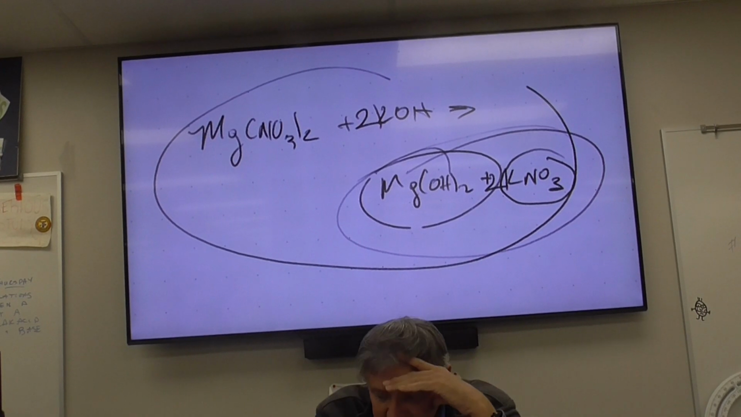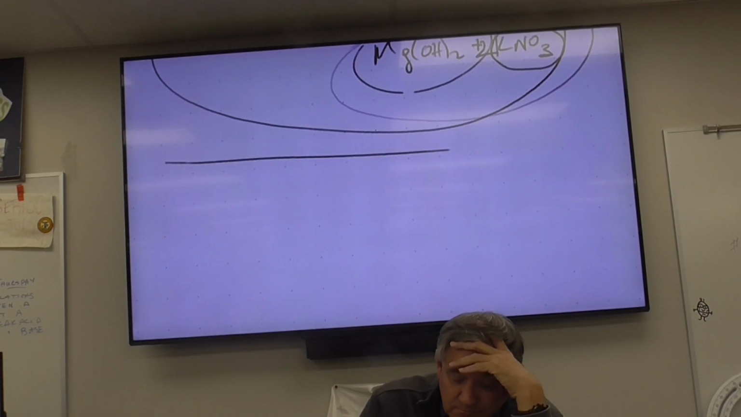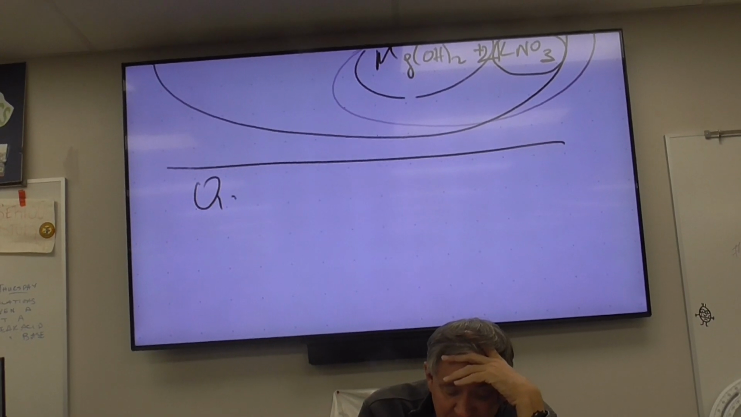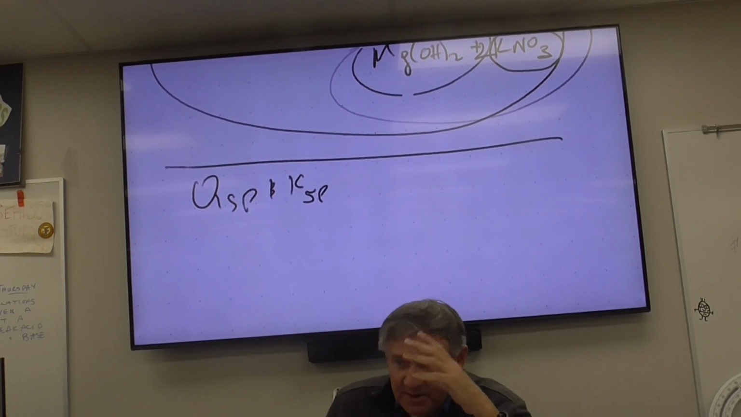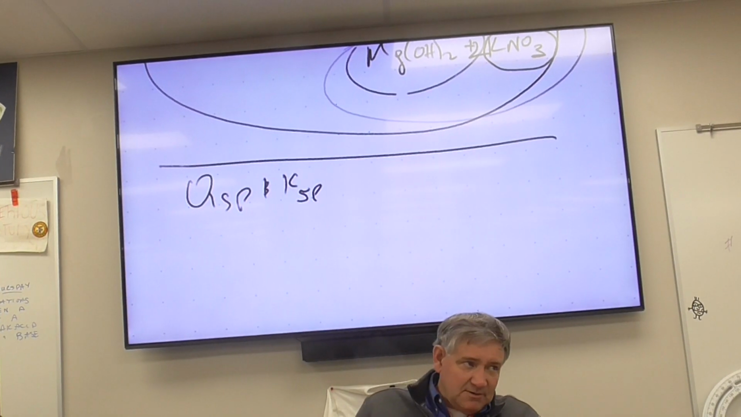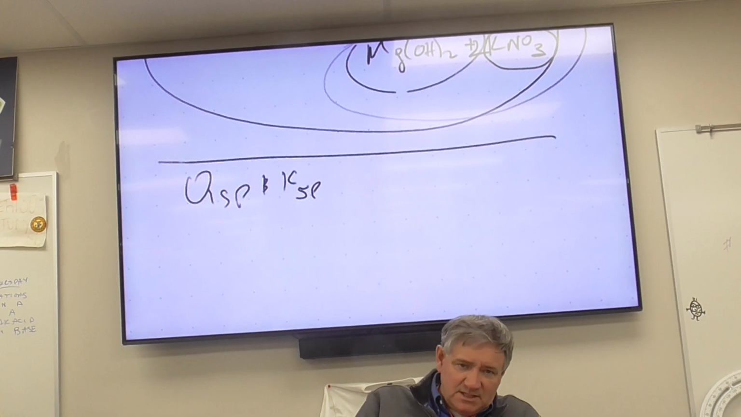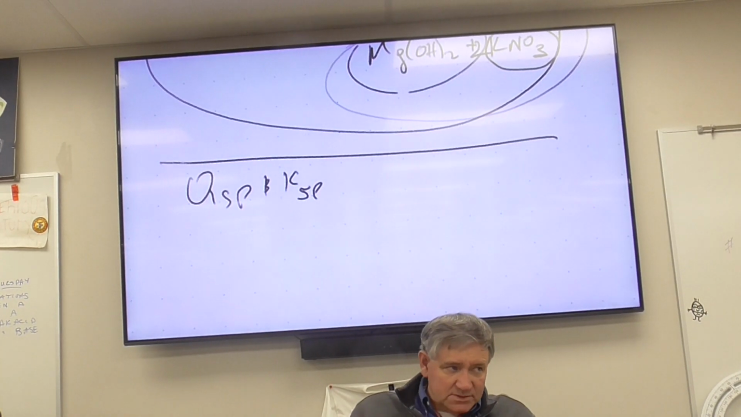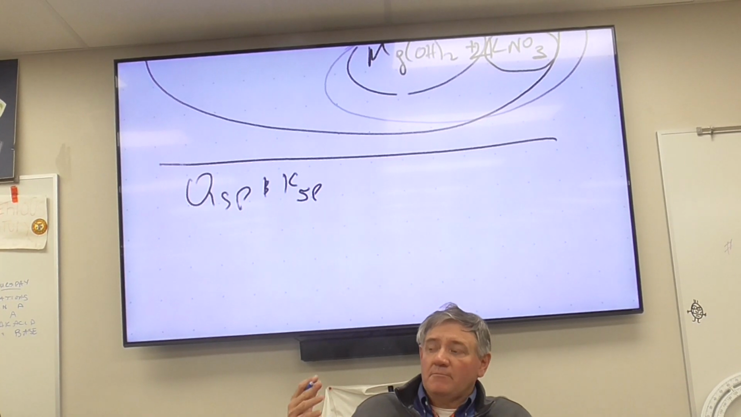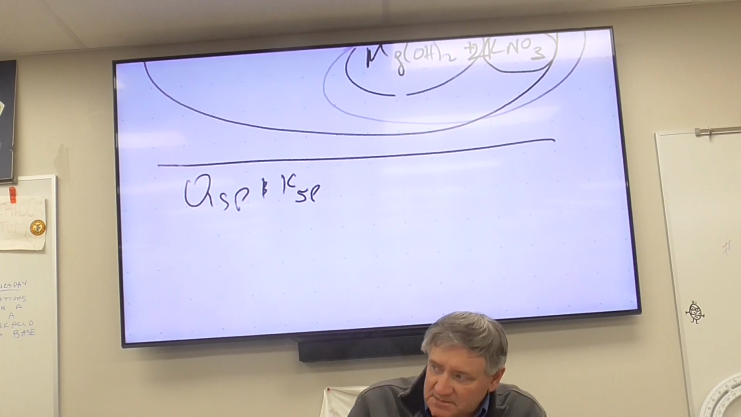Now, the next thing you want to do is calculate the Qsp. Remember, Qsp and Ksp are calculated mathematically the same way. The only difference is that K only exists at equilibrium. Q is going to tell you which direction it's going to go based upon the concentrations after they are mixed.